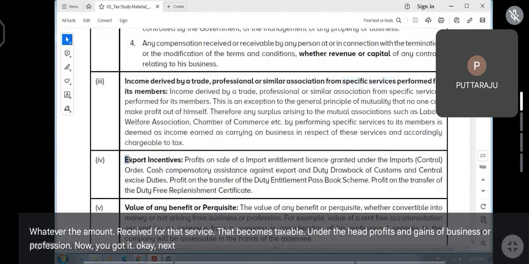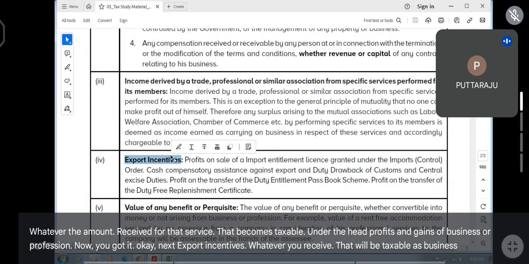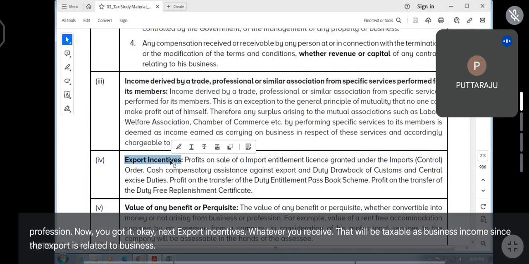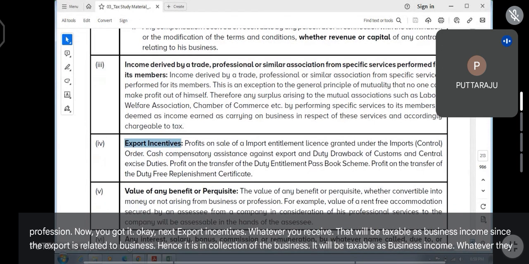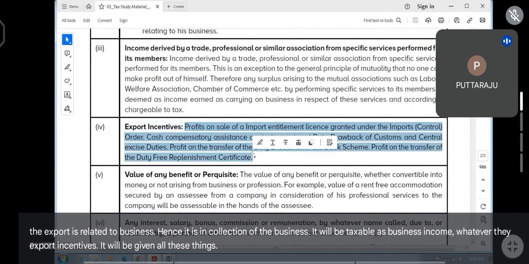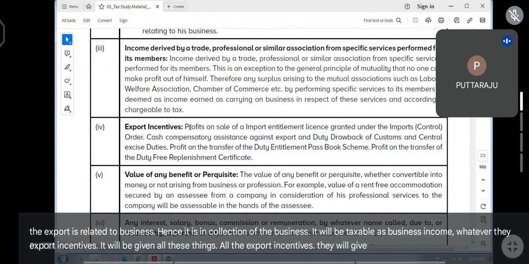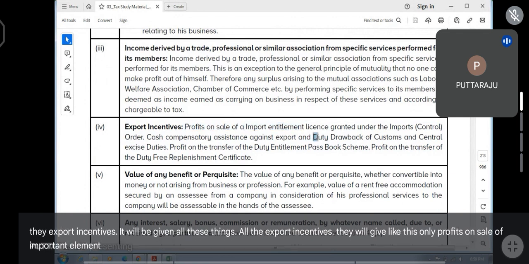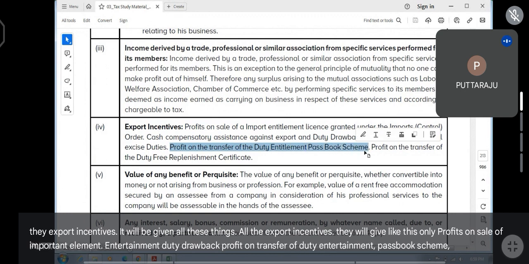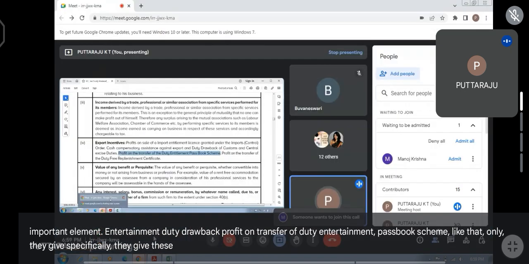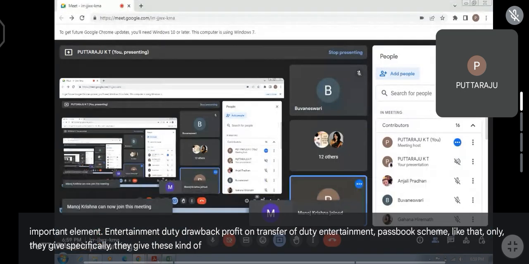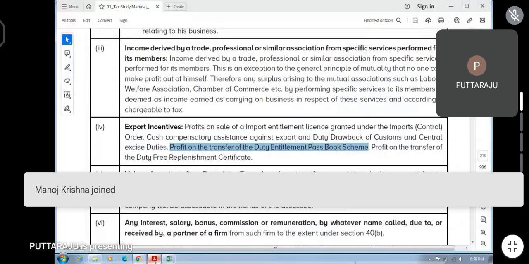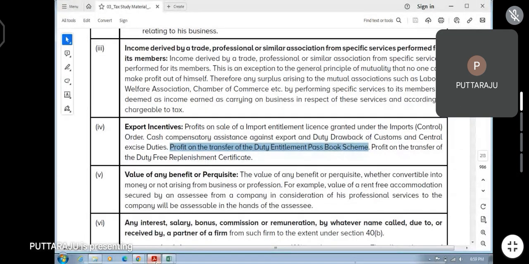Okay. Next, export incentives, whatever you receive, will be taxable as business income, since the export is related to business, hence it is in the course of the business. Whatever the export incentives, it will be taxable as business income. All these things are export incentives. They will give like this only: profits on sale of import entitlement, duty drawback, profit on transfer of duty entitlement passbook scheme. Specifically they give these kinds of descriptions in the P&L account.